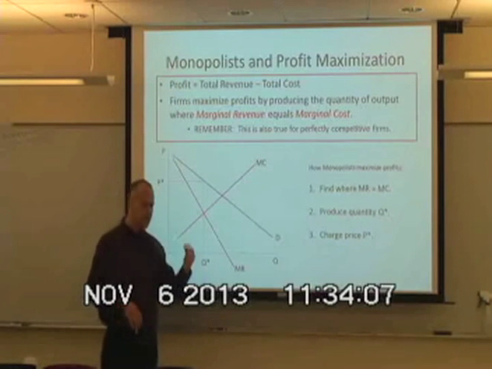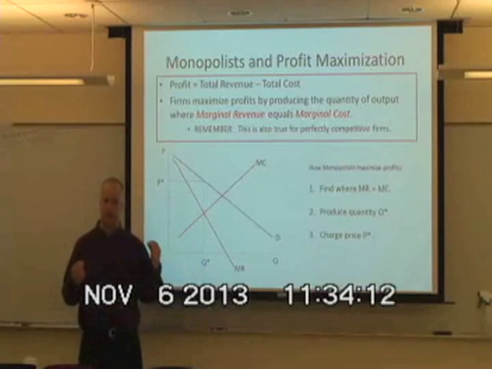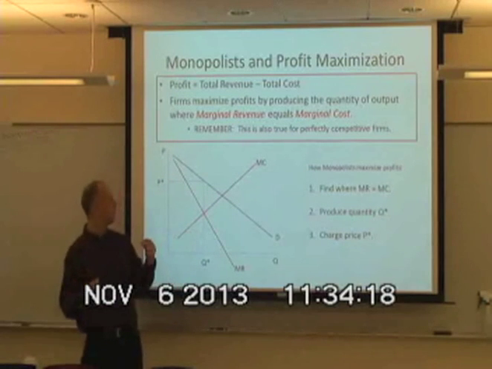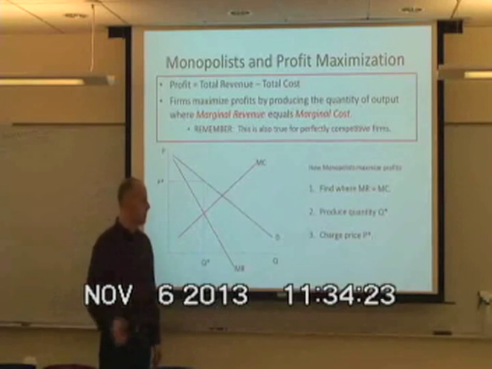Okay? The distinction between perfectly competitive firms and monopolists is that for a perfectly competitive firm, price and marginal revenue are the same. For a monopolist, price is higher than marginal revenue. Okay? So here's on a graph how monopolists maximize profits.